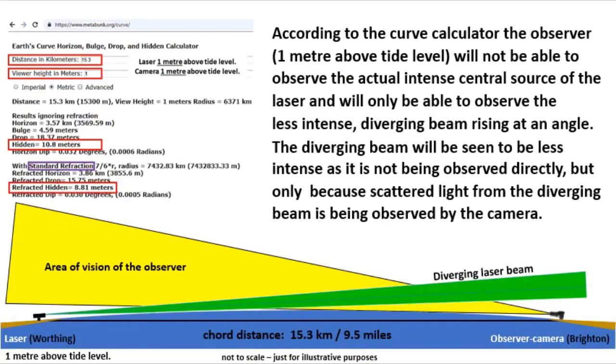According to the curve calculator, the observer, 1 meter above tide level, will not be able to observe the actual intense central source of the laser and will only be able to observe the less intense diverging beam rising at an angle. The diverging beam will be seen to be less intense as it is not being observed directly, but only because scattered light from the diverging beam is being observed by the camera.